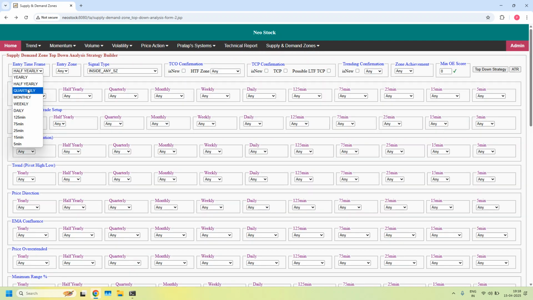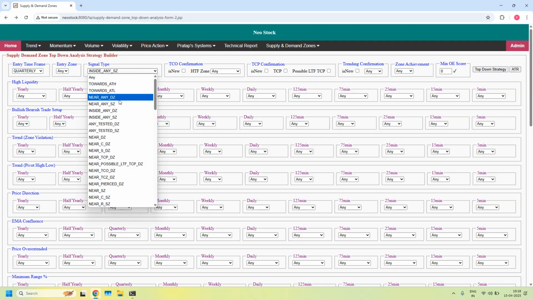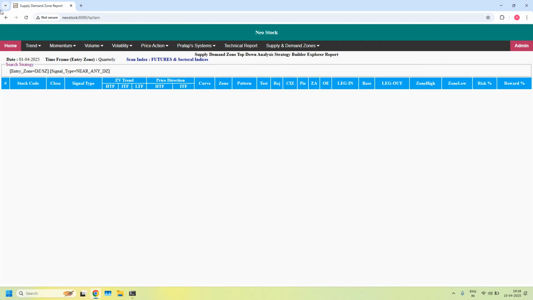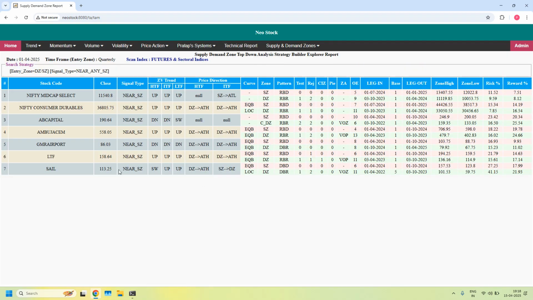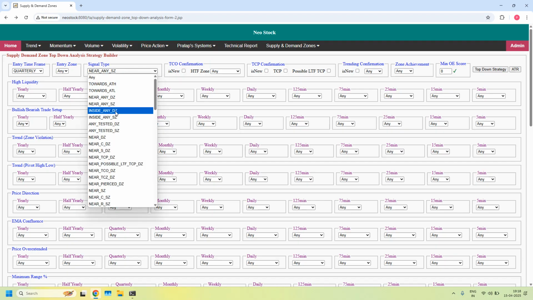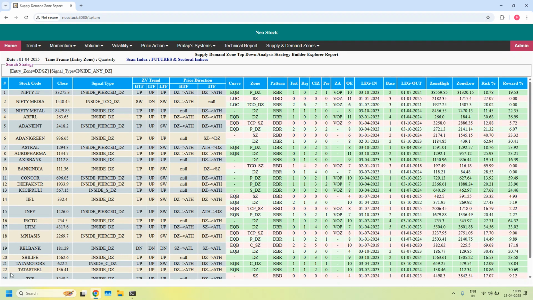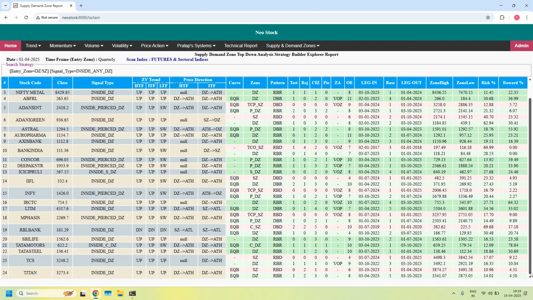Next, quarterly time frame, stocks near quarterly demand zone, no stocks are available. Stocks near to the quarterly supply zone, we got 7 stocks. Next, price closed inside the quarterly demand zone, first 22 stocks in the list. Scrolling the list down, total 24 stocks are filtered.